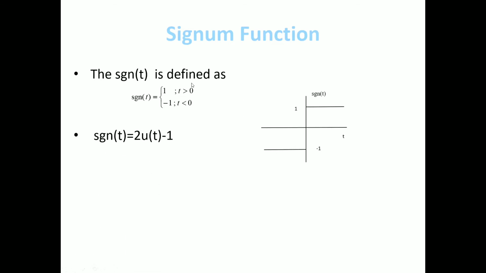Coming to the signum function in terms of the unit step signal, signum of t equals 2 times u of t minus 1. From here, I can also write u of t equals signum of t plus 1 by 2. What is u of t? u of t equals 1 for t greater than 0, so when u of t is replaced with 1, 2 minus 1 is 1. What is u of t for t less than 0? It is 0, so it is replaced with 0 and you get minus 1. So you can get the signum of t from u of t.